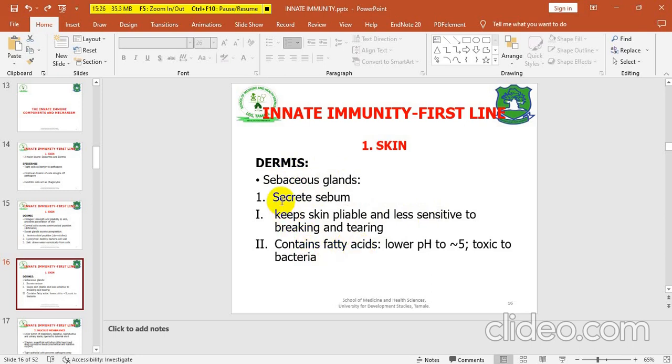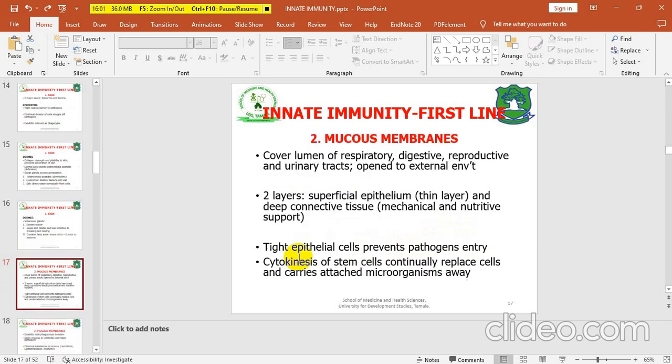No, the sebum contains fatty acids, which give a lower pH, which is toxic to bacteria. We know that acid can kill bacteria, so the secretion, which is sebum from the sebaceous gland, contains fatty acids, which is an acid. So it lowers the pH to approximately 5, from the normal pH of 7. Above 7 is basic, below 7 is acidic. So this is an acidic pH which will fight the bacteria.